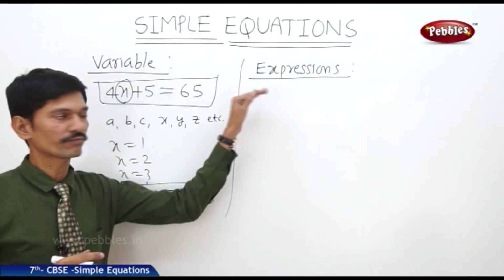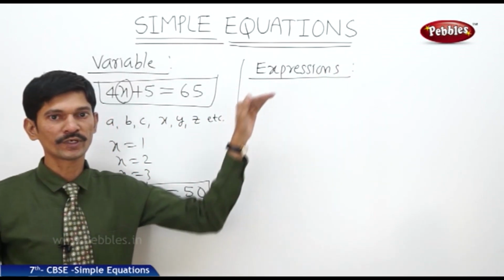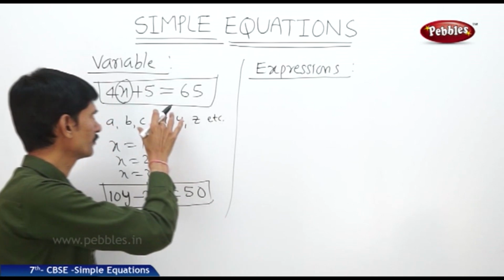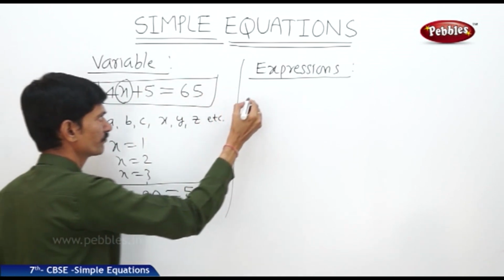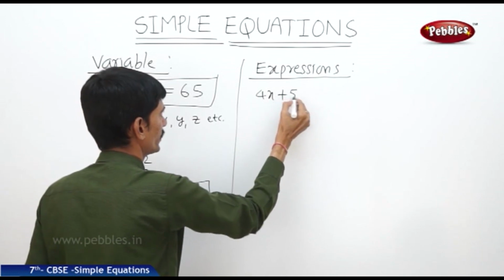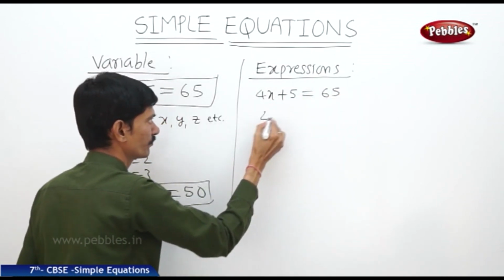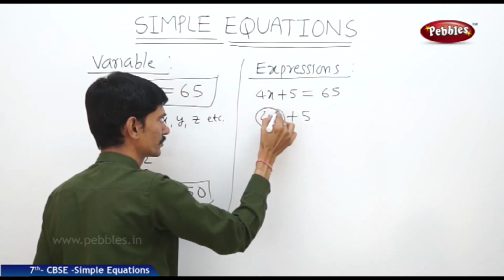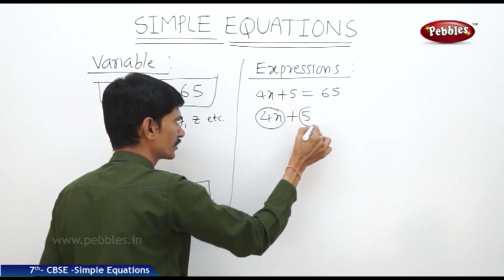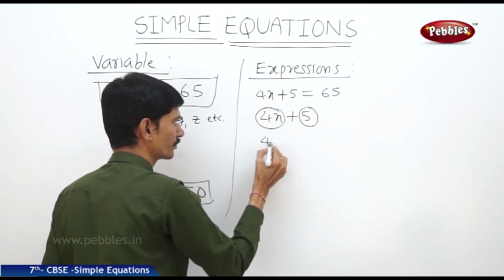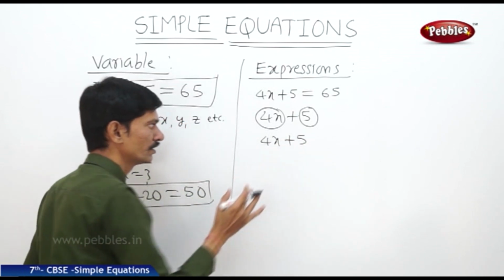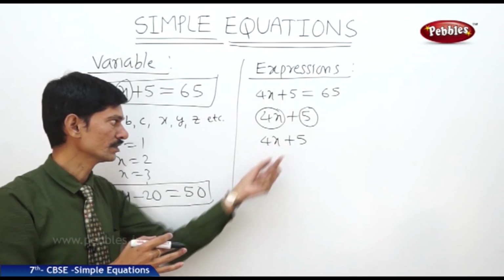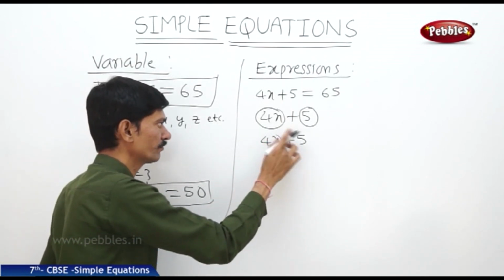Actually, the expressions are formed by performing operations like addition, subtraction, multiplication and division on the variables. For example, in the equation 4x plus 5 equals 65, here 4x plus 5 is formed by adding 4 times x to the constant number 5. So 4x plus 5 is an expression. This expression is obtained by taking the operation addition to the 4 times x and 5.